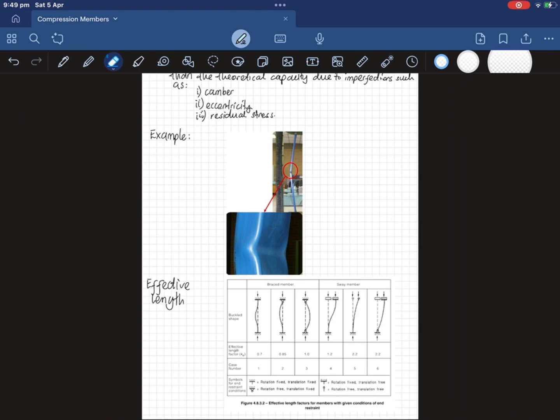So yeah, whether you're looking at a short chunky column or a tall slender one, knowing how they might fail is super important if you want to design something safe. I hope this breakdown helped clear things up and reduce confusion in compression members.